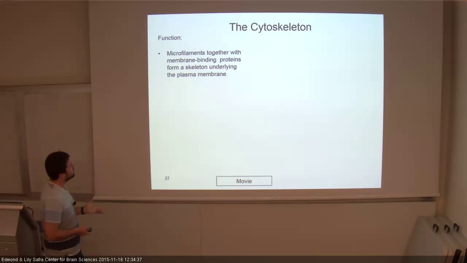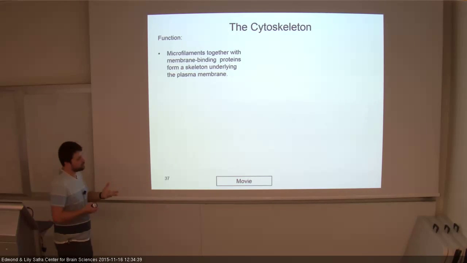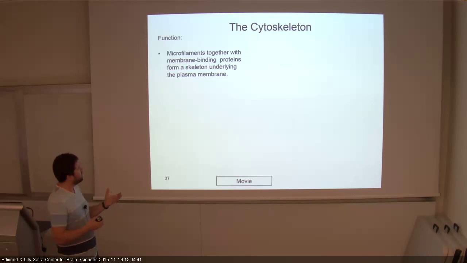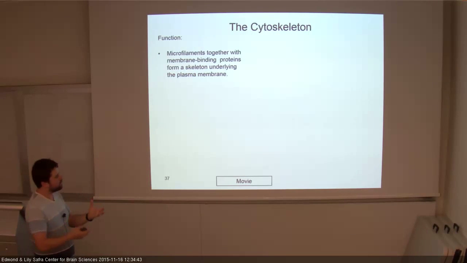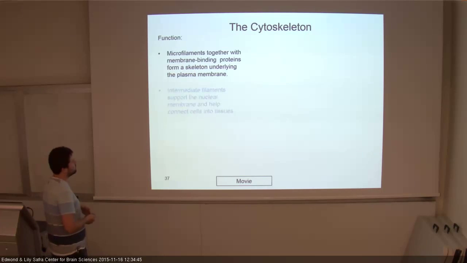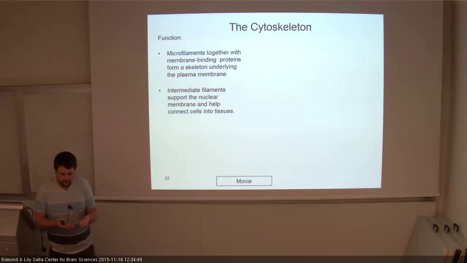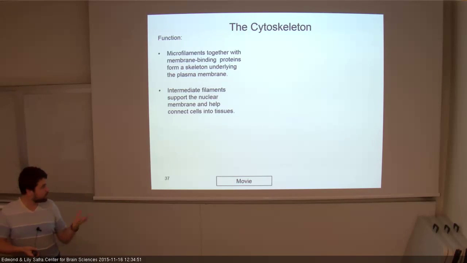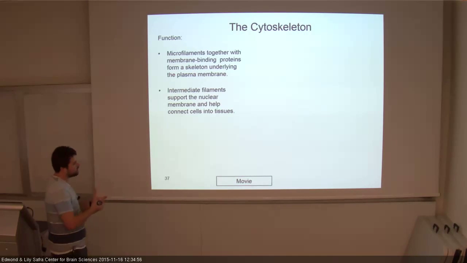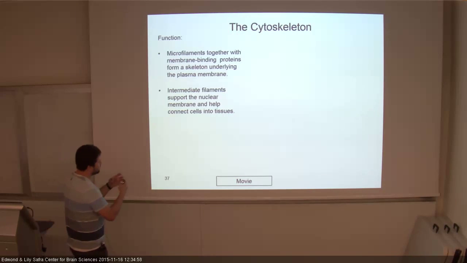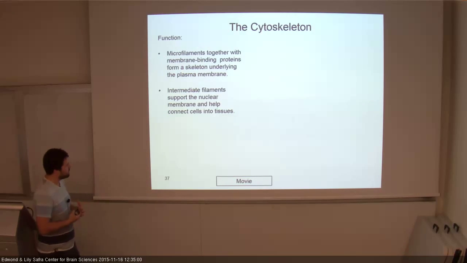These filaments, together with the membrane and the membrane-binding proteins in general, form the structure and skeleton of the cell, which, as you can imagine from the name, supports the structure and helps the cell create the shape that it needs in order to act.